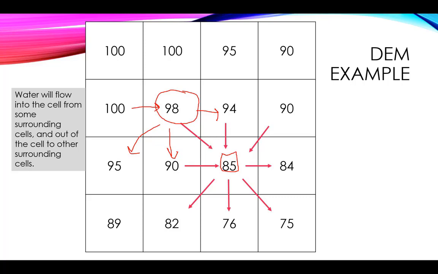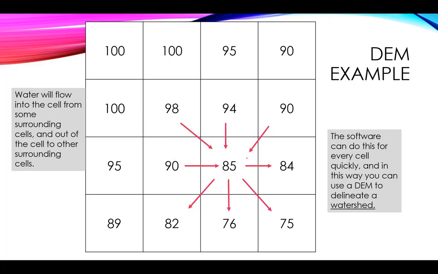geology class. But for our purposes, you can understand that if you know the elevation of each cell, you can predict where the water is going to run out of that cell or into that cell. And if you do this for all the thousands and thousands of cells, that's how you can delineate a watershed, because you can tell where every drop of water is going to eventually end up. And that's what we're going to do today with the software.